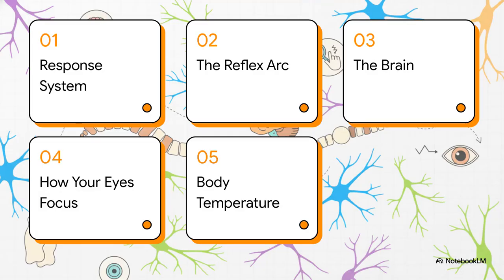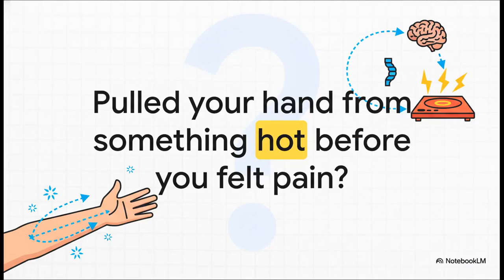We'll start with how your body basically responds to anything. Then we'll get into the super fast reflex arc, how you snatch your hand away from something hot without even thinking. After that, it's a trip to command central, the brain. Then we'll see how your eyes focus, and finally, wrap up with how your body keeps its temperature just right. Let's do this.